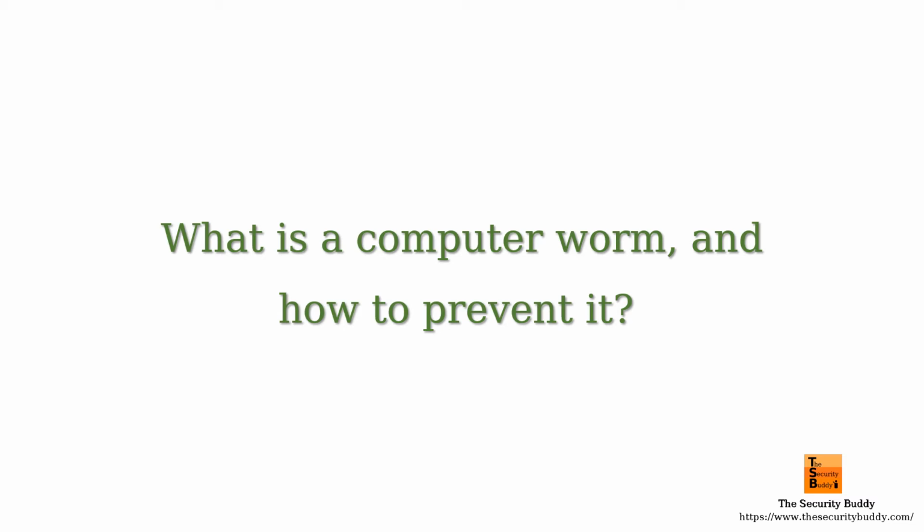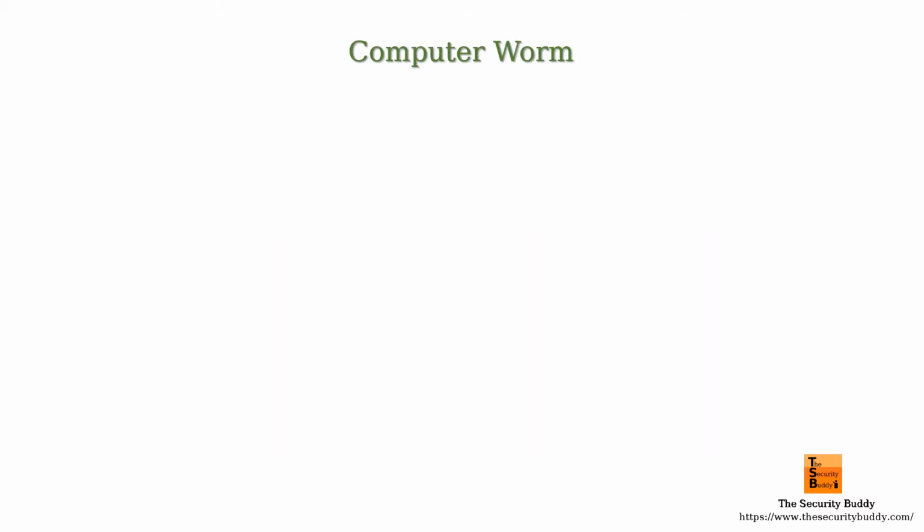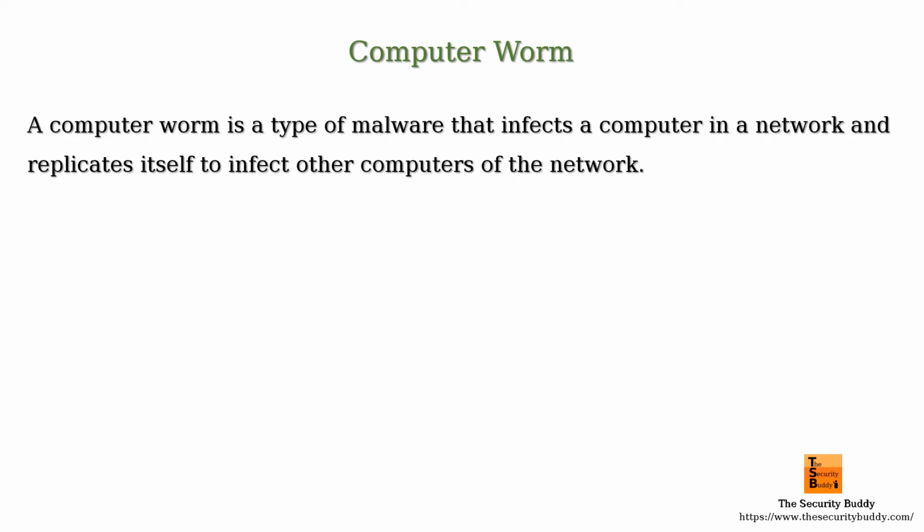What is a computer worm and how to prevent it? In this video, we will discuss that in detail. A computer worm is a type of malware that infects a computer in a network and replicates itself to infect other computers of the network.